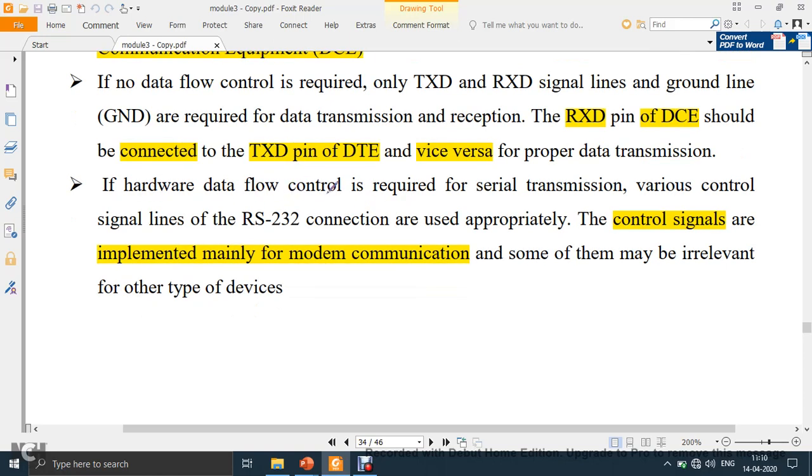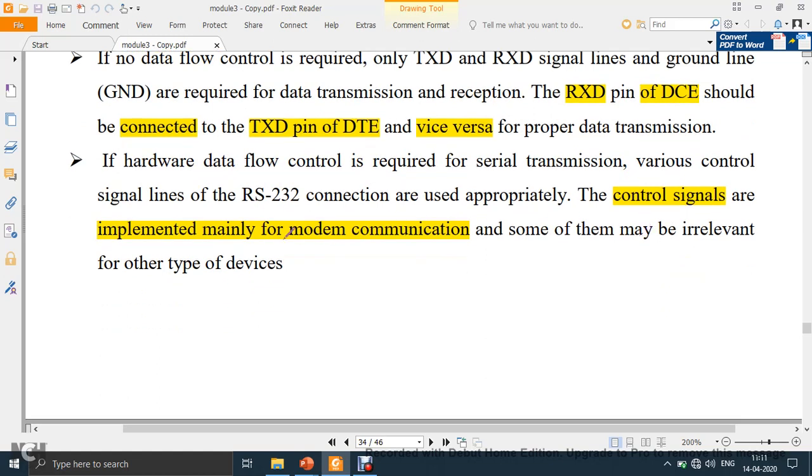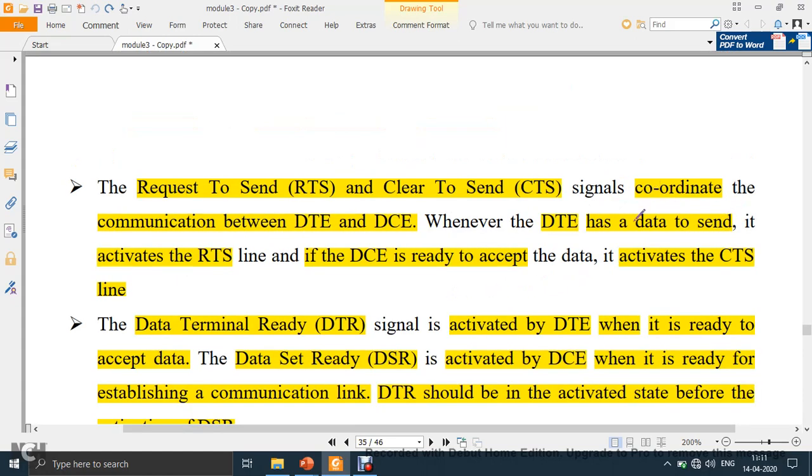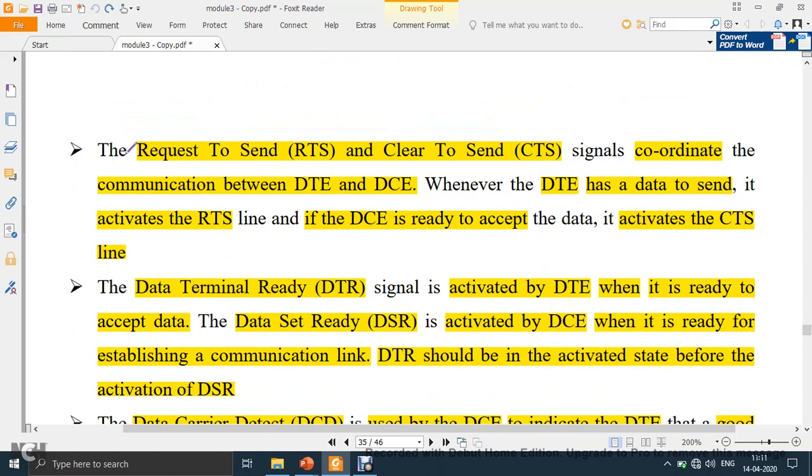If added data flow control is required for serial transmissions, various control signals are appropriate, which are mainly implemented for modem communication. In early days, RS-232 was used for modem communication, and that is when these control signals came in handy. We shall see what these are. The RTS and CTS signals coordinate the communication between DTE and DCE. As I told you, the DTE is the initiator device and the DCE is the responding device in RS-232.